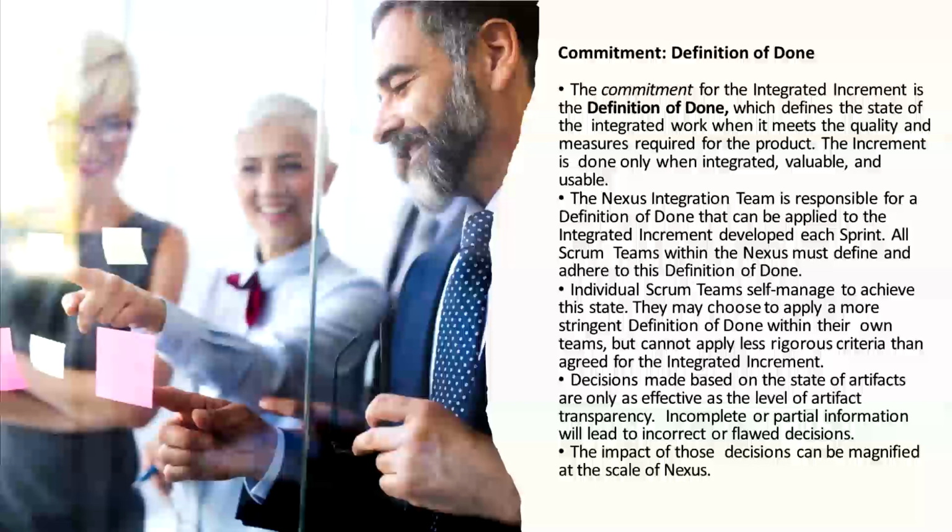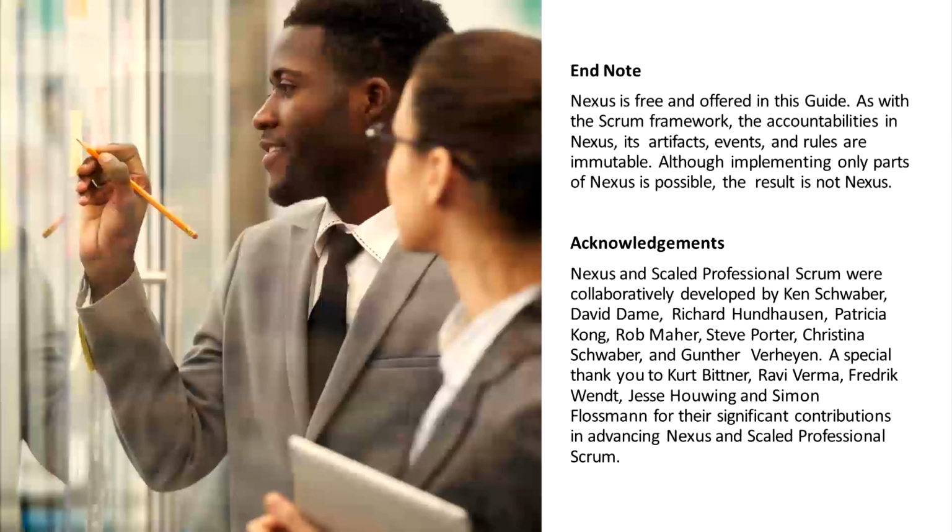Decisions made based on the state of artifacts are only as effective as the level of artifact transparency. Incomplete or partial information will lead to incorrect, flawed decisions. The impact of those decisions can be magnified at the scale of Nexus. Endnote. Nexus is free and offered in this guide. As with the Scrum framework, the accountabilities in Nexus, its artifacts, events, and rules are immutable. Although implementing only parts of Nexus is possible, the result is not Nexus.